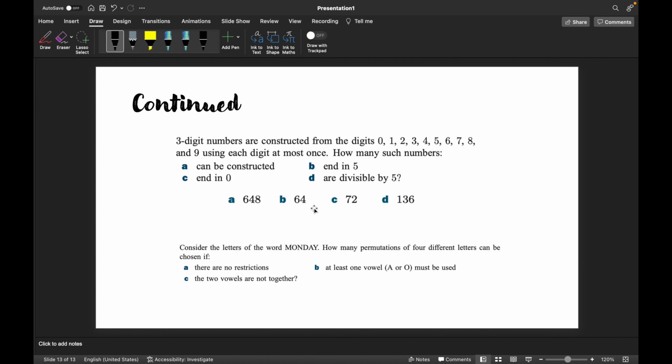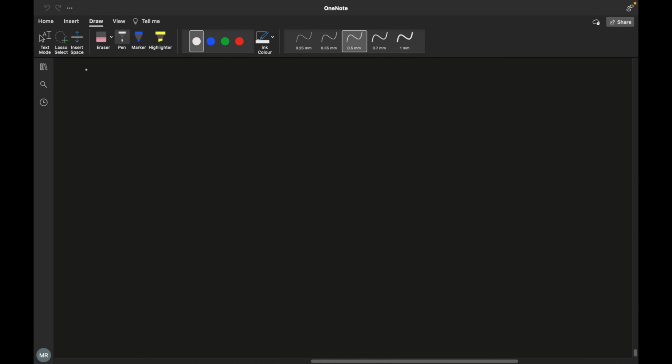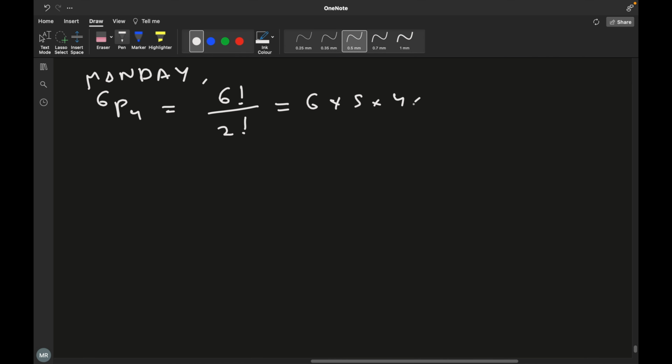And now consider the letters of the word Monday, M-O-N-D-A-Y. How many permutations of 4 different letters can be made if there are no restrictions? We have the word Monday, and we are selecting 4 from the available 6 letters. It's going to be 6P4, which is 6 factorial divided by 2 factorial. This will be 6 into 5 into 4 into 3, which is 360.